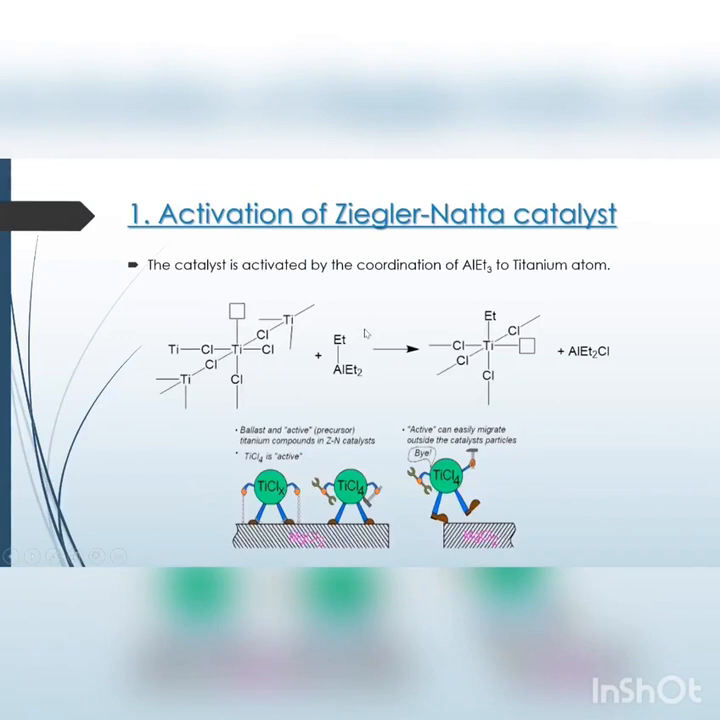The first step is the activation of Ziegler-Natta catalyst. The catalyst is activated by the coordination of triethyl aluminium to the titanium atom. A titanium atom is surrounded by 5 chlorine atoms with one empty orbital here to be filled. When triethyl aluminium reacts with the titanium atom, it donates an ethyl group to the titanium atom, and the aluminium atom is coordinated to one of the chlorine atoms from the titanium atom. Thus, the catalyst system still has an empty orbital here to bind with other molecules.